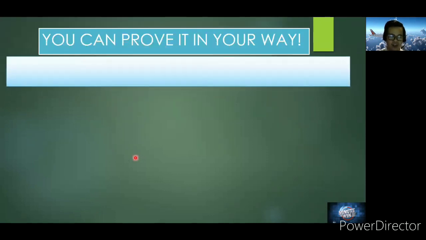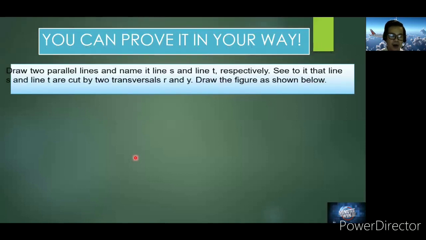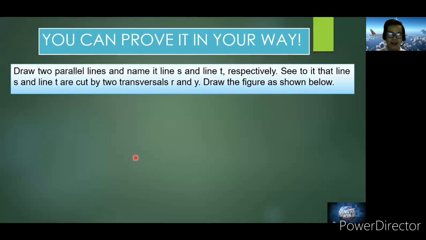Kindly follow the directions. You draw two parallel lines and name it line S and T respectively. See to it that line S and T are cut by two transversals R and Y. Draw the figure as shown below.